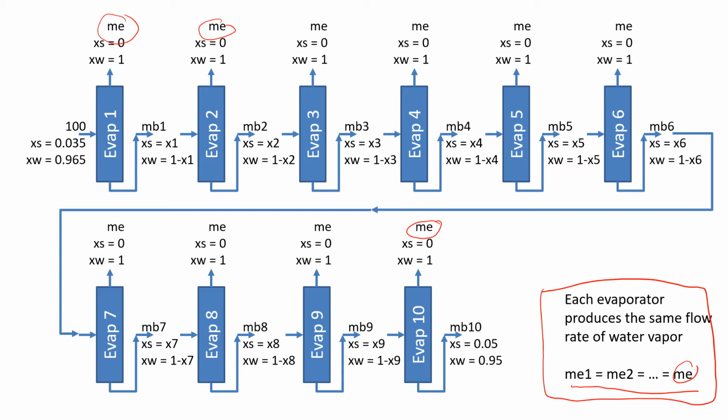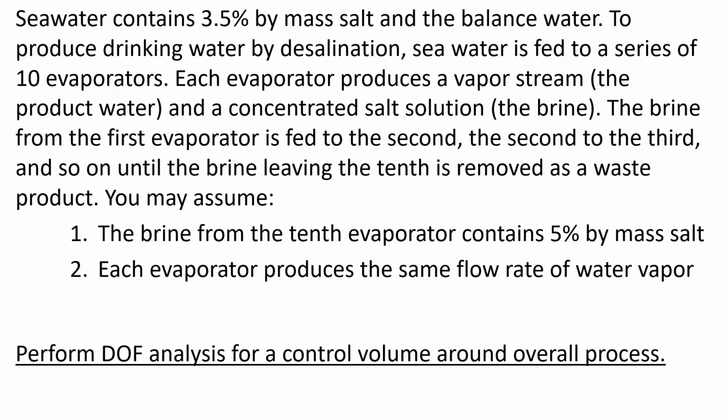Let's see if we can solve for any of the other unknowns that are in this diagram. In order to evaluate if we can solve for any of the unknowns, we're going to perform a degree of freedom analysis for a control volume around the overall process. Where we should start, we don't know. This is a common issue you're going to face with solving multiple unit mass balance problems. You don't know which control volume to consider first, the overall or a control volume around any one of the units.